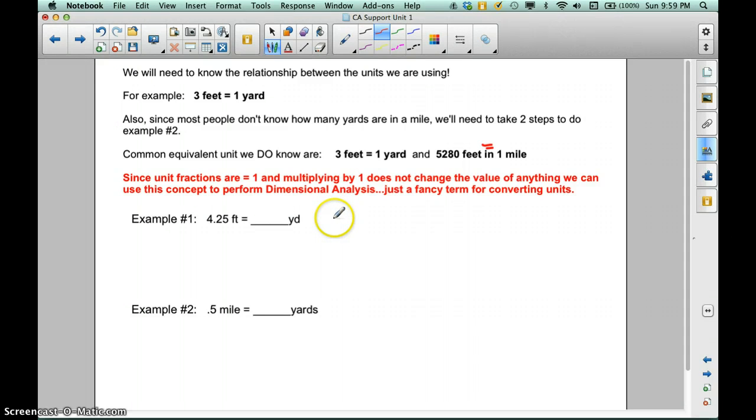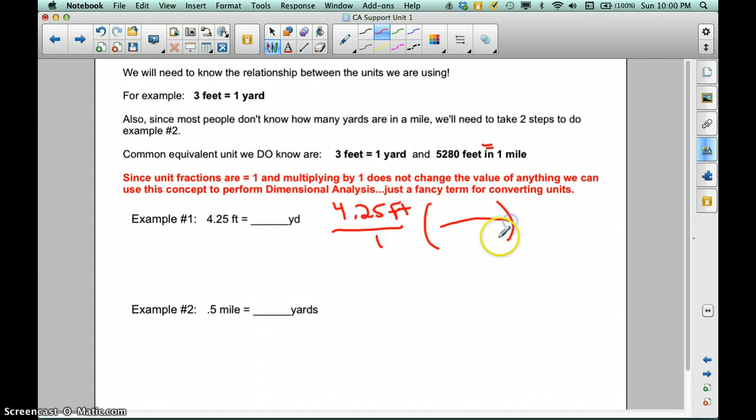So, the first step is to take what you're starting with and put it over 1. Just make it a fraction. You know that you can do this with any whole number when you need it to be a fraction. You can do it here as well. The second step is to use the conversion that you know to make a unit fraction.